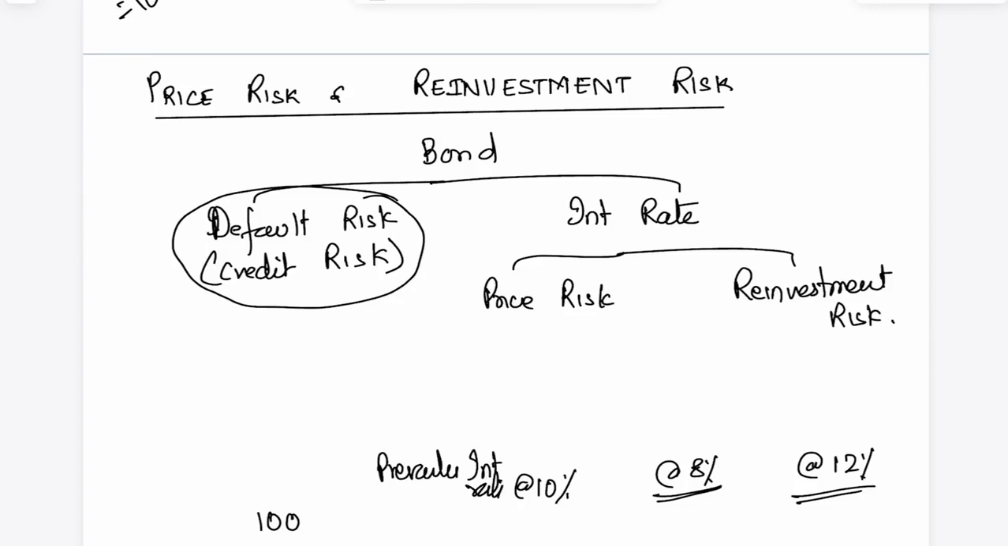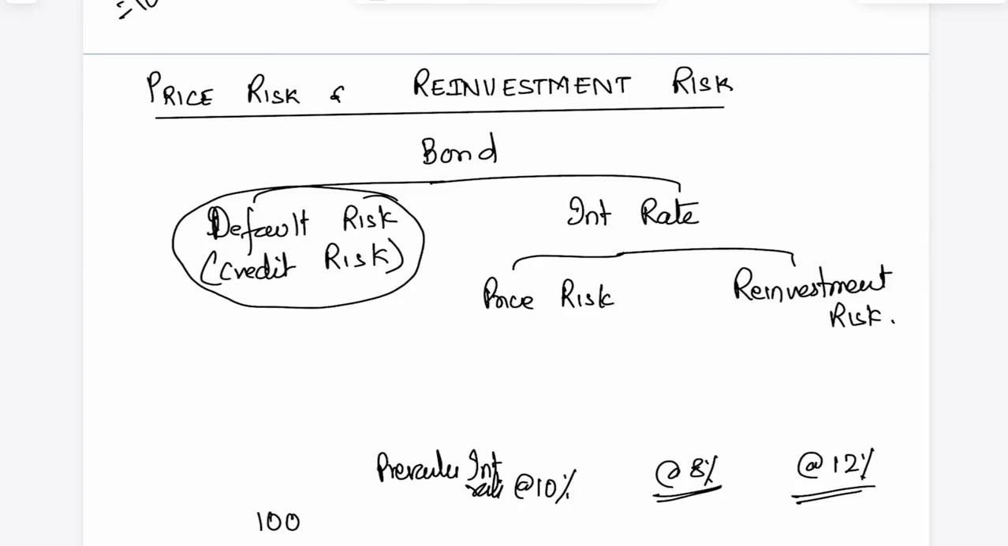If the prevailing interest rate increases, reinvestments would be made at a higher rate, resulting in a higher reinvestment income.